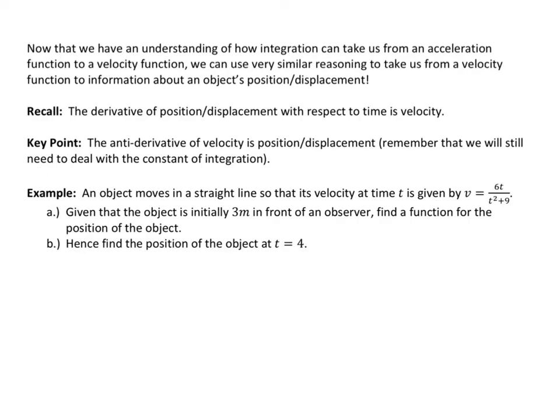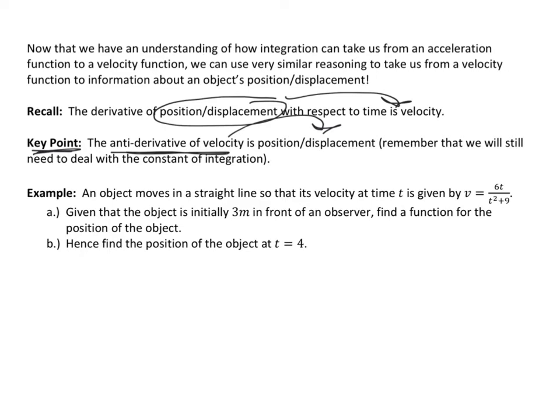Okay, so now that we have this understanding of how integration can take us from acceleration to velocity, we can use super similar reasoning to take us from a velocity function to information about an object's position or displacement. So again, recall what we learned previously, that the derivative of position or displacement gives us velocity. This brings us to our second key point of the day, that the antiderivative of velocity will give us position or displacement. But remember again that we're still going to have to deal with that constant of integration. We are still going to have to work with that.